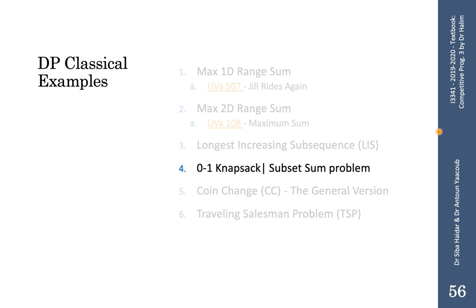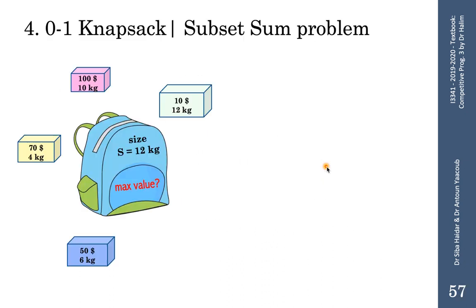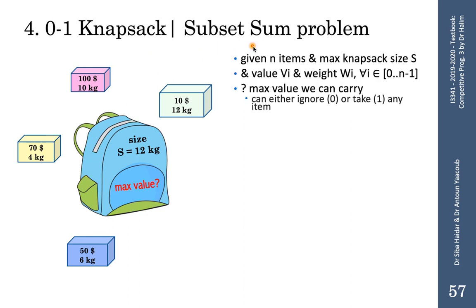With the dynamic programming classical examples, we arrived at the knapsack problem, which is also called 0/1 knapsack or subset sum problem. What is this problem? Let's consider a knapsack that can hold a maximal weight of a certain value S, and we want to put items in this knapsack that are available to us, but each one has a different value and a different weight. While respecting the weight limit, we want to put the maximum value inside the knapsack. Obviously, every item we can either take it or not, and this is a subset sum problem.